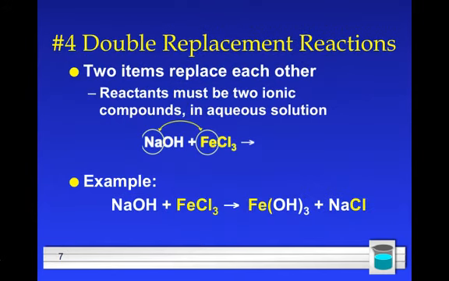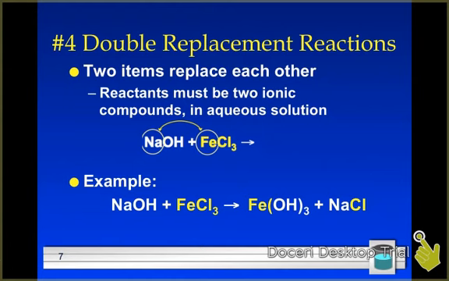All right, the fourth type of chemical reaction is called a double replacement reaction, or again a double displacement reaction. And this is when two items replace each other. In order for this type of reaction to take place, your reactants have to be two ionic compounds. You have to have two ionic compounds. If you do not have two ionic compounds, then this is not going to be a double replacement reaction. So basically it's honestly the same thing as single displacement, except this time instead of having an element, you have two compounds.